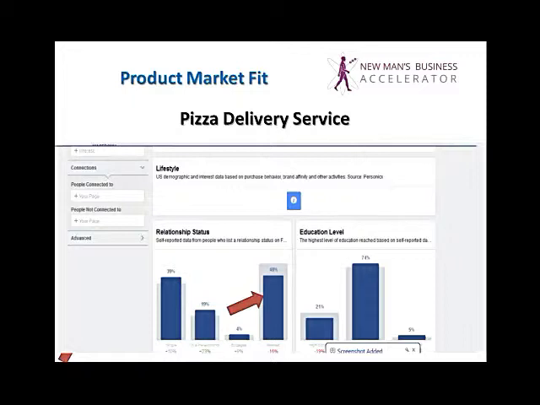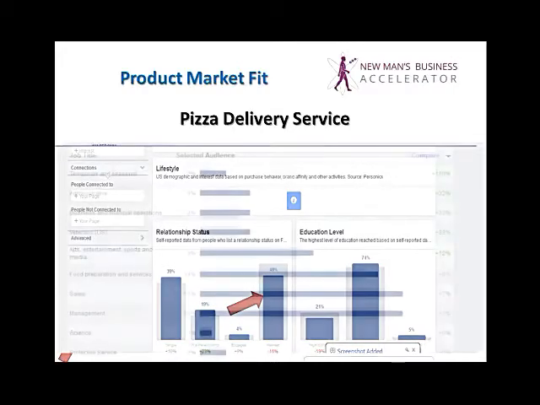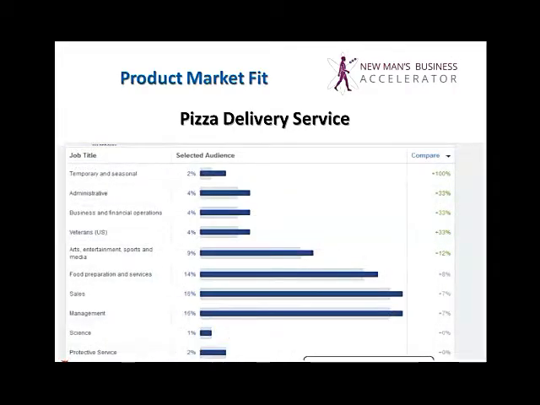Here, I took the wider range. I took the people from the whole of Macedonia, not only Skopje, and you can see 78% of those people have higher education, or at least they put it on Facebook that they have higher education. So if I want to promote the pizza, this is the place that I will go. Arts, entertainment, sports, media, food preparation and services. This is the place that they work. Sales, management. But listen, you see this.